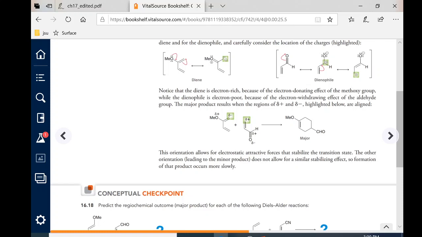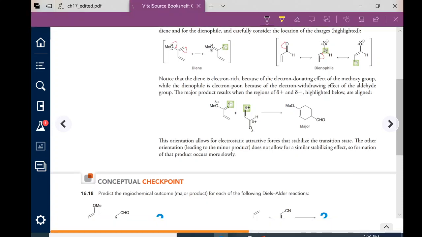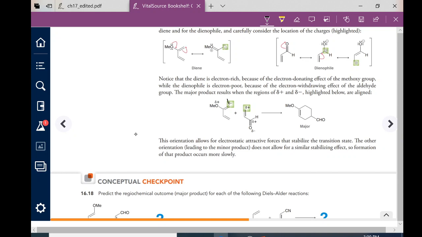And so here would be carbons 1, 2, 3, 4, 5, and 6. And so we could draw a bond between 1 and 6 and 4 and 5, giving us the product. Okay, and so this 1,4 isomer is going to be our major product, where these groups are opposite each other because of the way these partial charges line up.